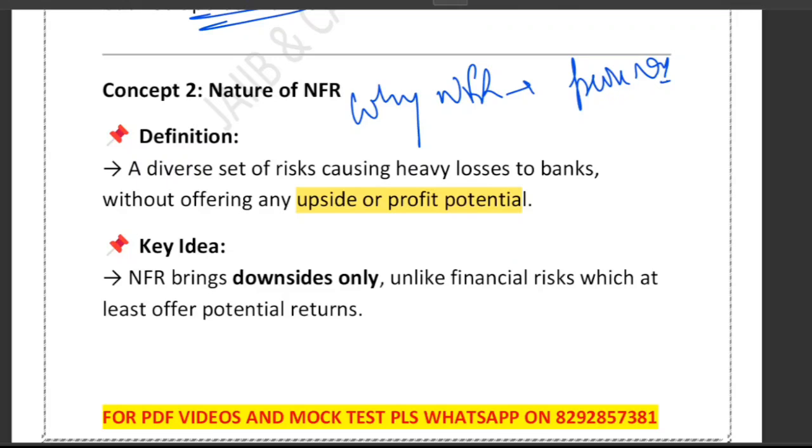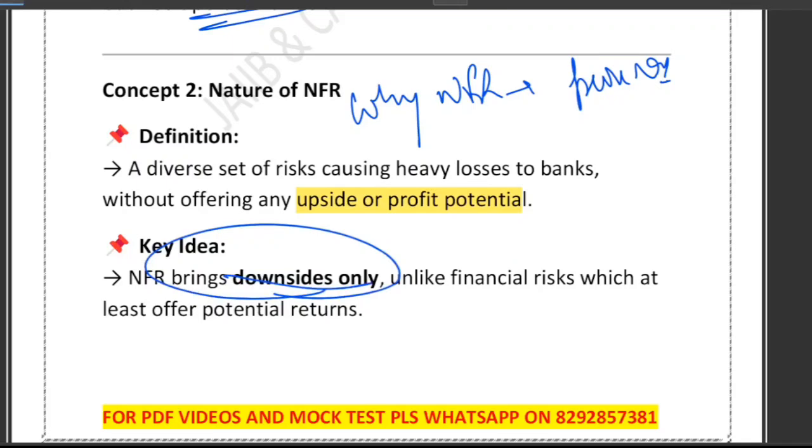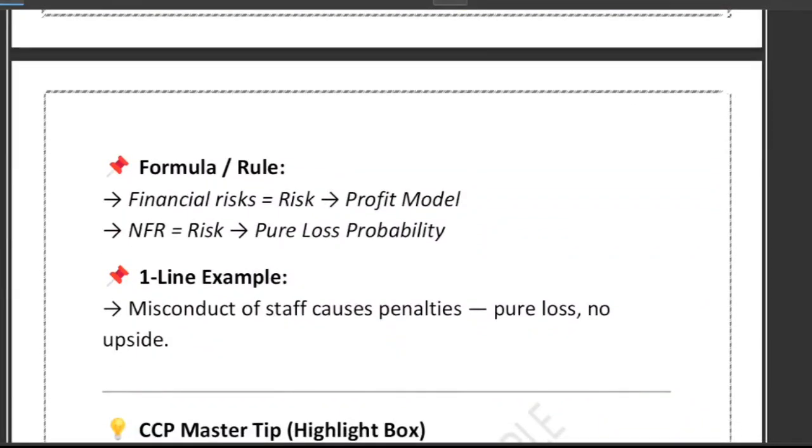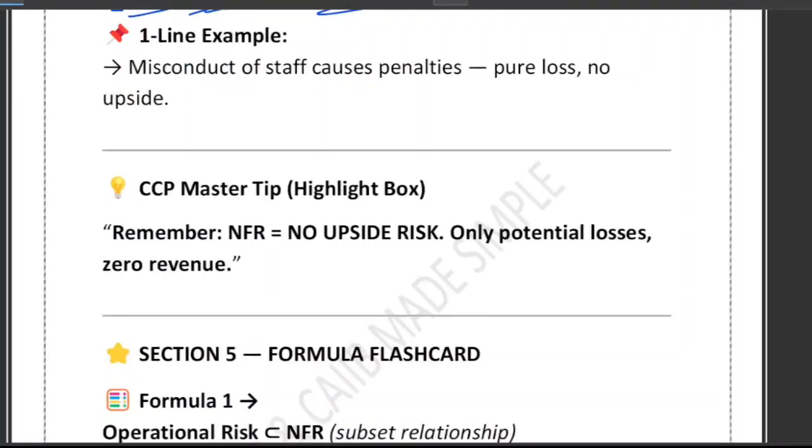But non-financial risks are different. They offer no upside at all. You cannot find any upside in that. You will always find downside only. That is the point. If something goes wrong, the bank faces only loss. That's it. So the formula view is like this. Financial risk, obviously it is a risk, and the chance of profit is there. But with non-financial risk, you are taking a pure loss probability. For example, suppose staff misconduct leads to a penalty from RBI. The bank only loses money. There is no possibility of gaining anything from that risk, right? So the master tip is that NFR doesn't have any upside risk, only potential loss, zero revenue.